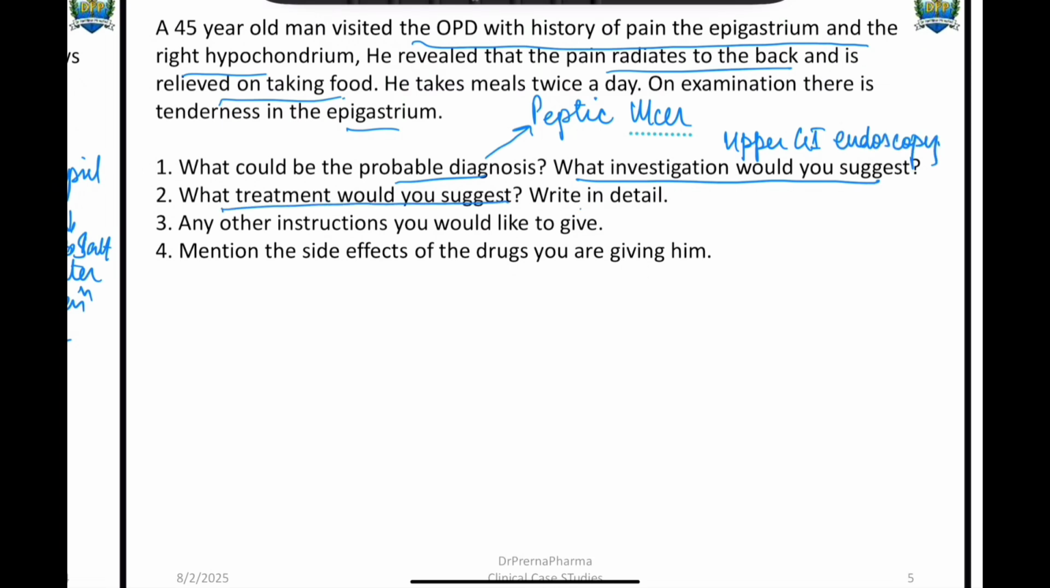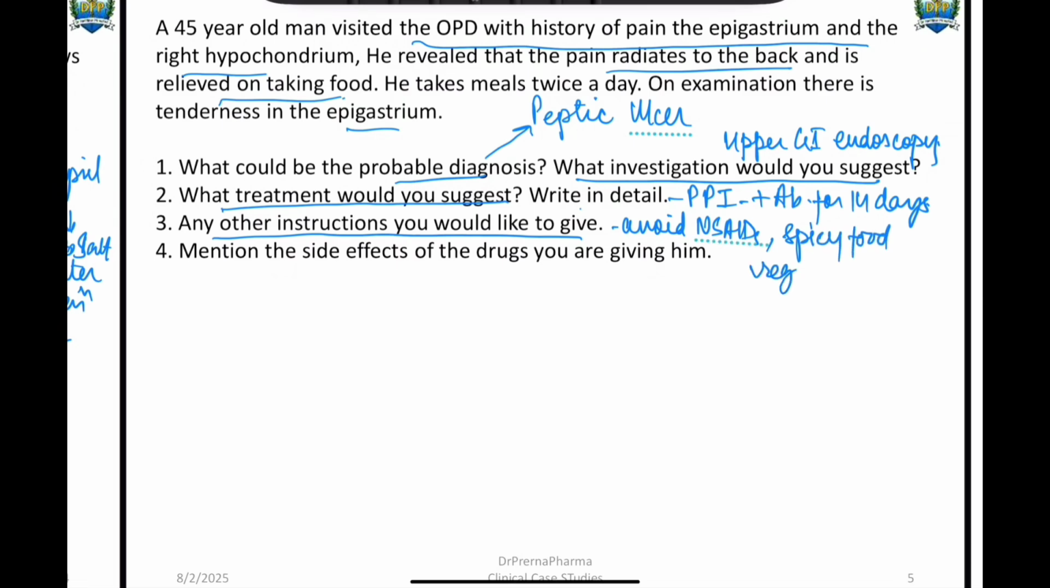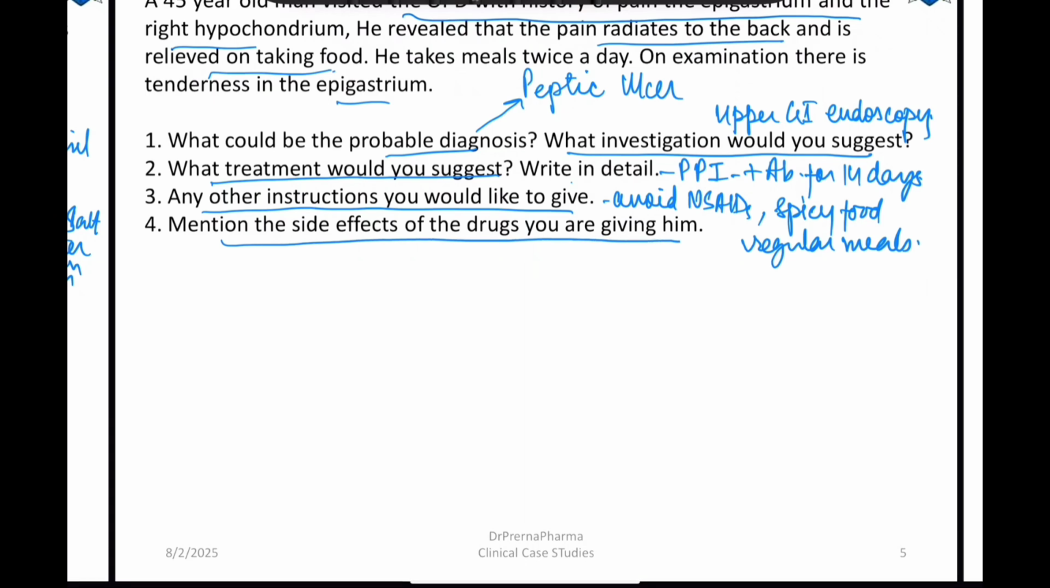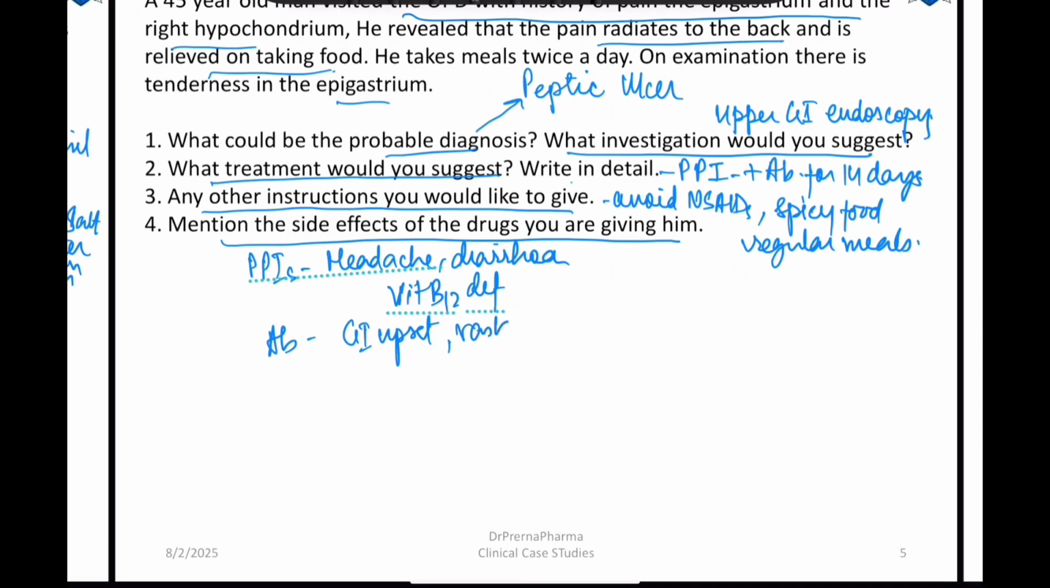What treatment would you suggest? Write in detail. Now treatment here is PPI plus antibiotics for 14 days. Any other instructions that you would like to give? The instructions will be: avoid NSAIDs, avoid spicy food, take regular meals, and avoid cigarette smoking. So that will also help. Any other, mention the side effects of the drugs that you are giving him. PPIs usually cause headache, then they also cause diarrhea and vitamin B12 deficiency. Antibiotics that we are giving may cause GI upset or rash, right?